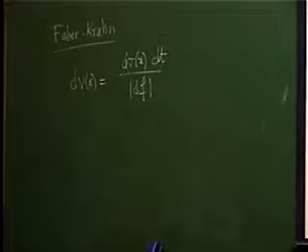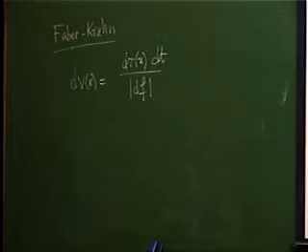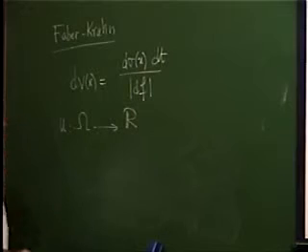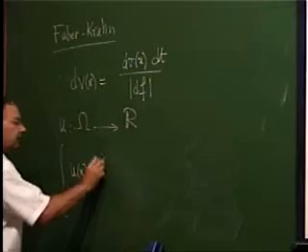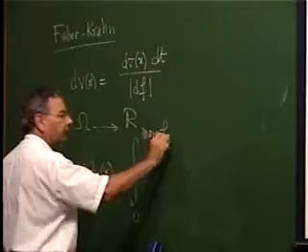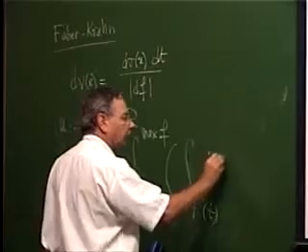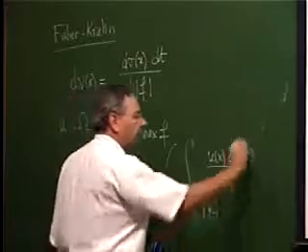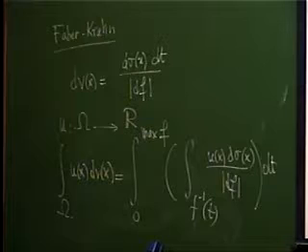In particular, this tells you how you can compute the integral of functions. So assume you have a function u from omega to R. Then the integral of u of x dx is the integral from 0 to the maximum of f of the integral along the level line of u of x d sigma of x divided by the gradient of f, dt.